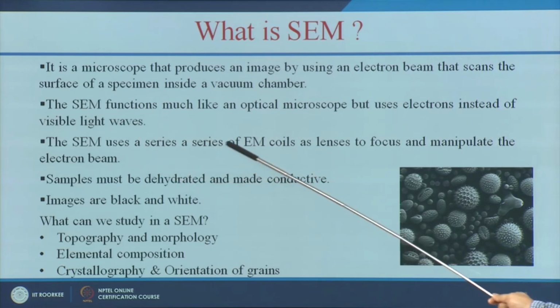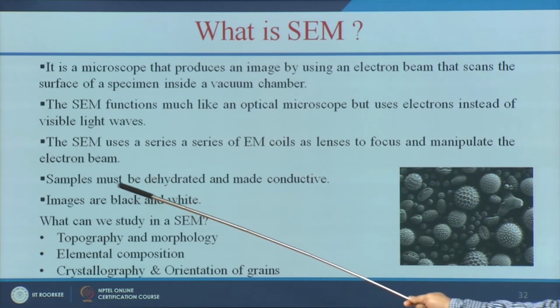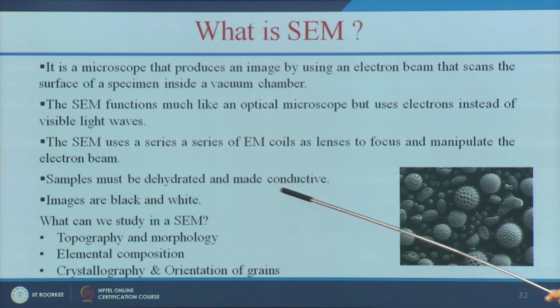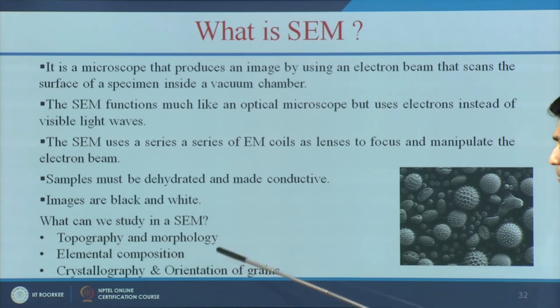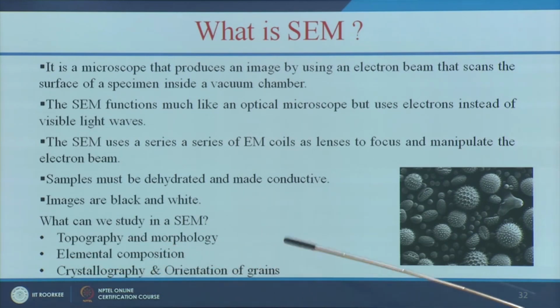And here the SEM uses a series of electromagnetic coils as lenses to focus and manipulate the electron beam, and the sample should be in a completely dehydrated form and it should be made conductive. Okay. So, what things can we study using this SEM? We can understand the topography and morphology of the sample, and we can also understand the elemental composition, the crystallography, and the orientation of the grains.